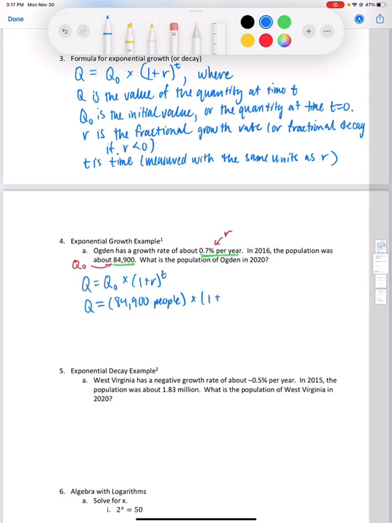The rate is 0.7%, which is equal to 0.007. Okay, because the decimal used to be here and I moved it twice over this way. So it started here and went this way. Okay, so that's what R is. So I'm going to substitute that in.